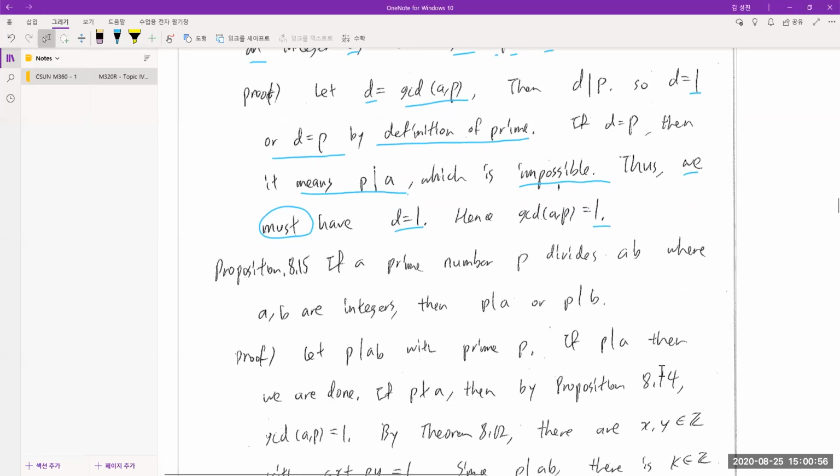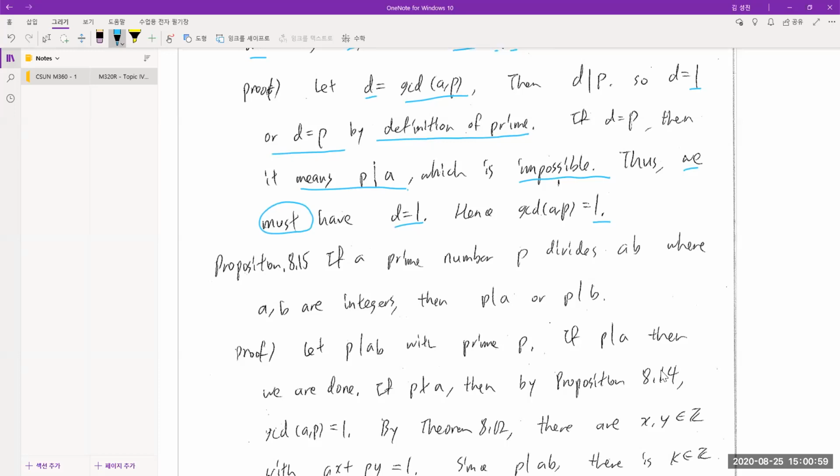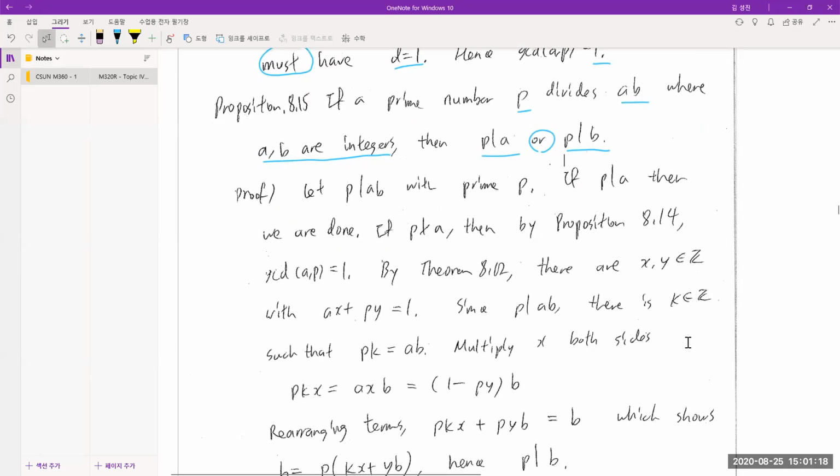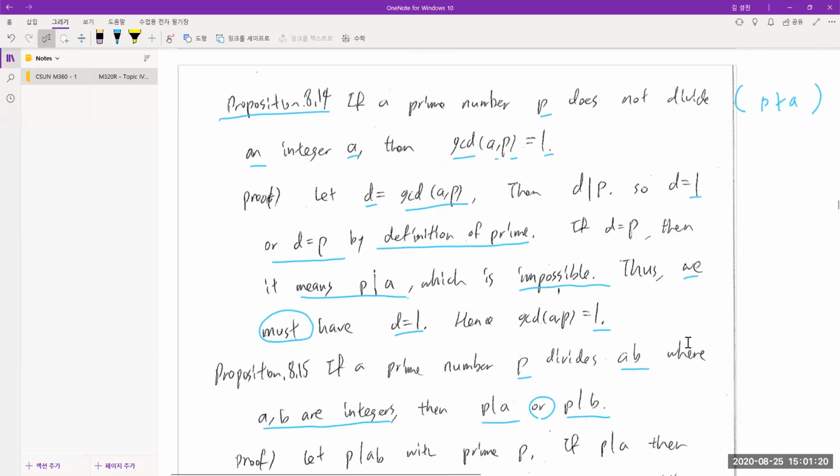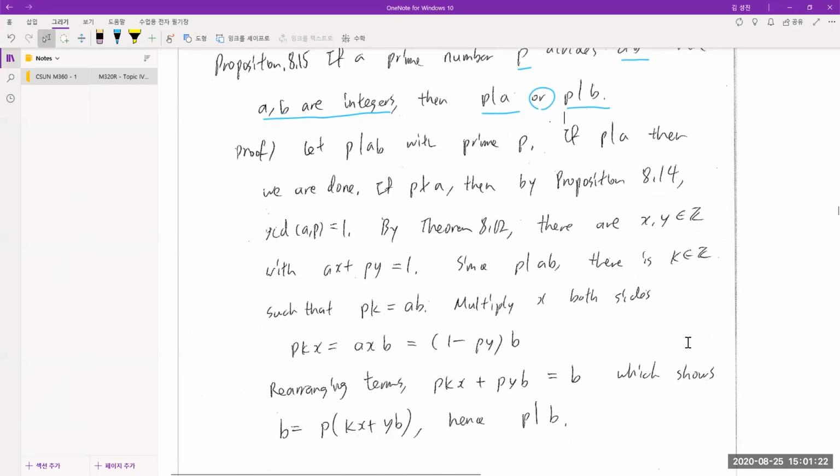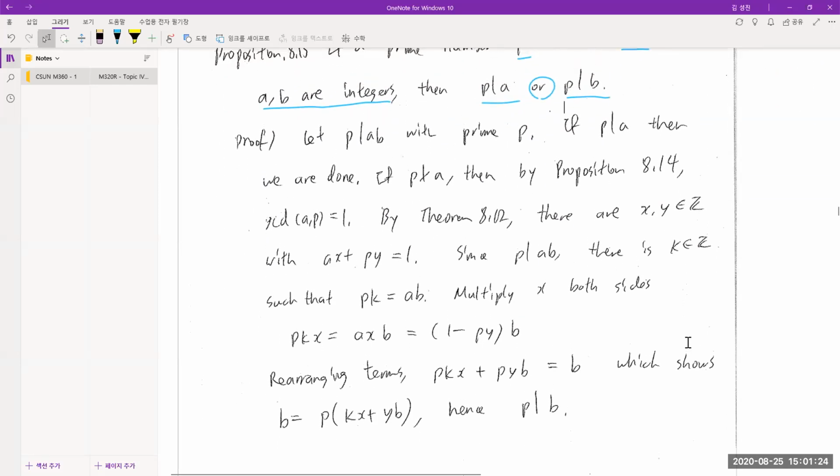Proposition 8.15. If a prime number P divides AB, where A, B are integers, then P divides A or P divides B. The proof of this relies on the previous proposition 8.14, and also Bezout's lemma 8.12.